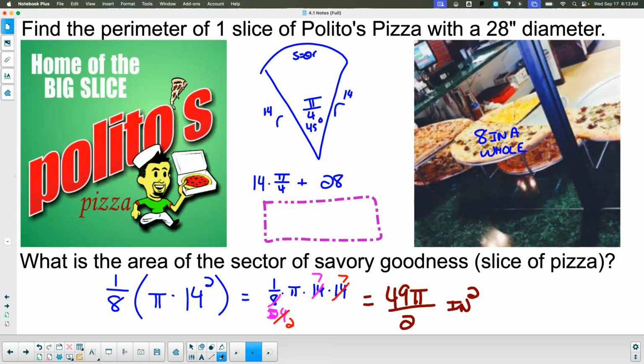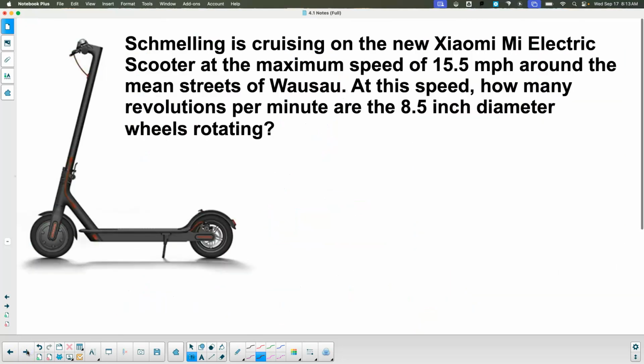Questions, comments, concerns, clarifications? Love it. Schmeling. This is where Schmeling this morning. He was supposed to bring the scooter in, and he didn't bring the scooter in.